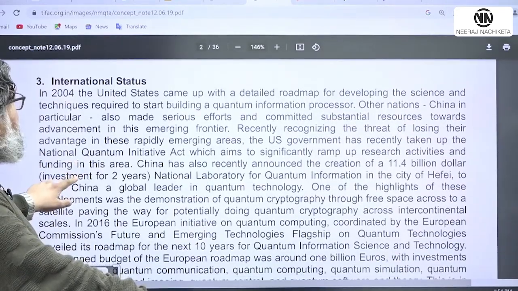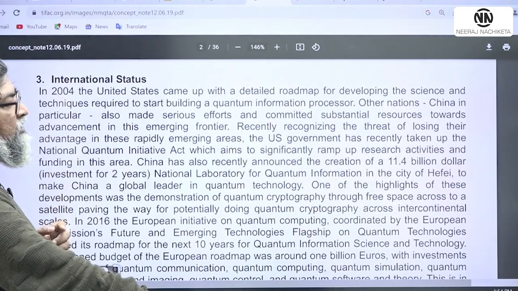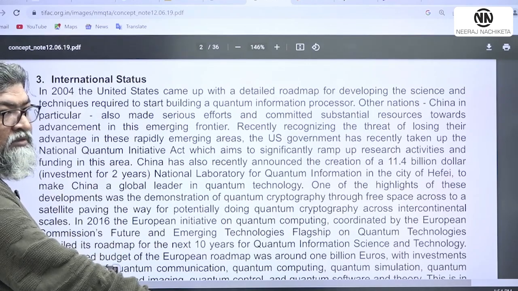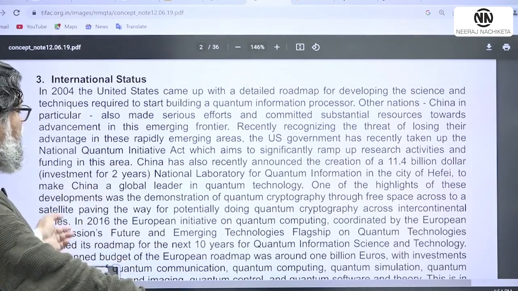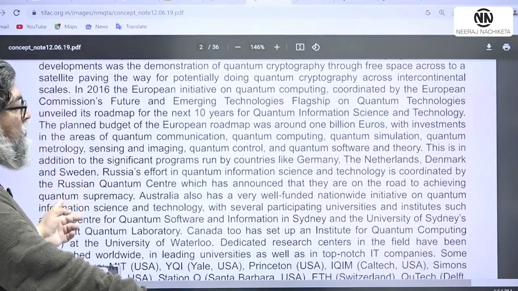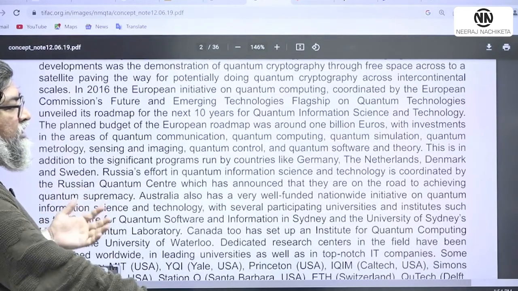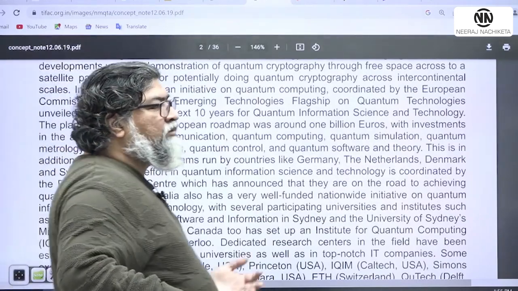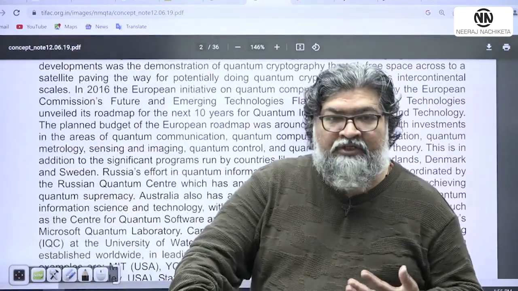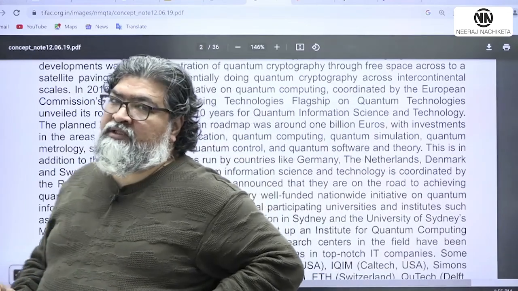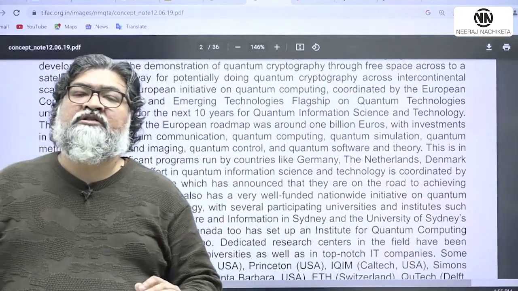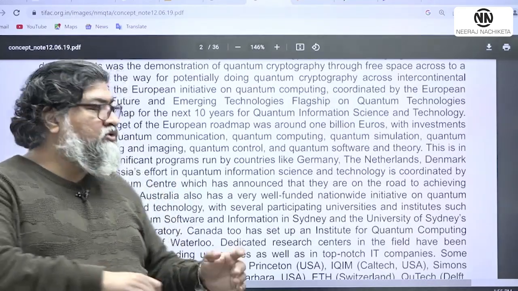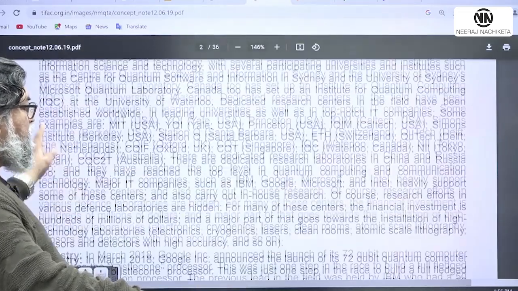International status: if you look at 2004, the US came out with a detailed roadmap to develop or leverage quantum information systems and the technology. They made a lab also there and they are developing all this. Germany, Netherlands, Denmark, Sweden, Russia, all these countries have already begun research and development of quantum computers and such systems. India is also getting into that, right? So that's the background given here.